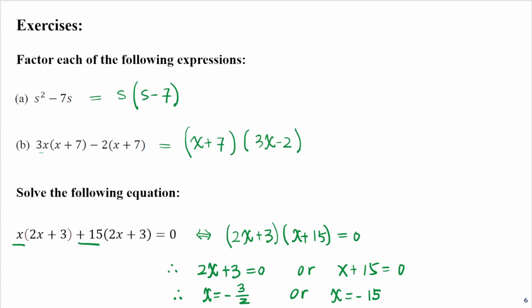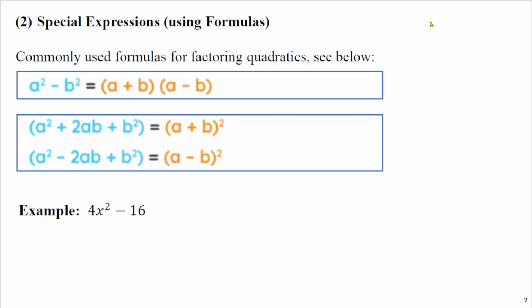Okay, if you don't have any questions, let's have a look at the second method we can use to factor quadratic expressions. In the second method, we can use some special expressions or formulas. So here are some commonly used formulas for factoring quadratics. First, if you have a squared minus b squared, this equals a plus b times a minus b, right? Because when you expand the right side, you will get a squared plus ba minus ab minus b squared, which gives you a squared minus b squared, which is exactly the left side, right?